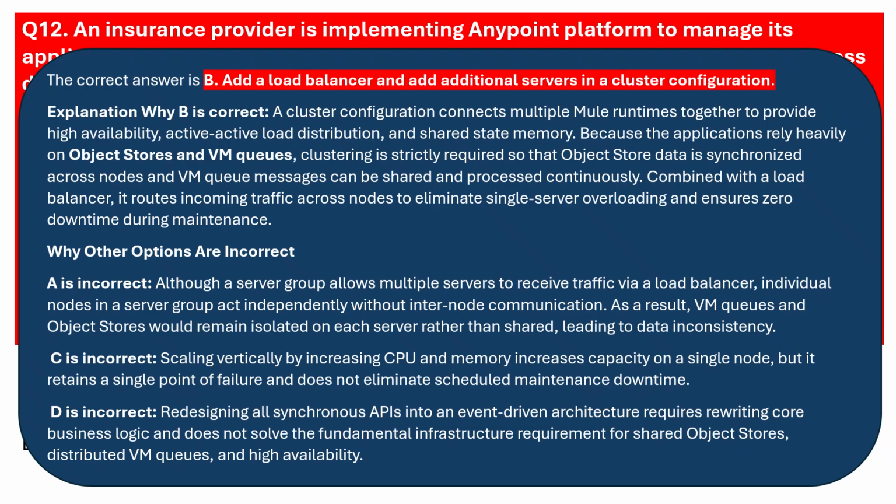Redesigning all synchronous APIs into an event-driven architecture requires rewriting core business logic and does not solve the fundamental infrastructure requirement for shared object stores, distributed VM queues, and high availability.